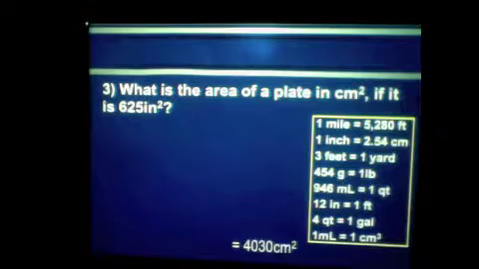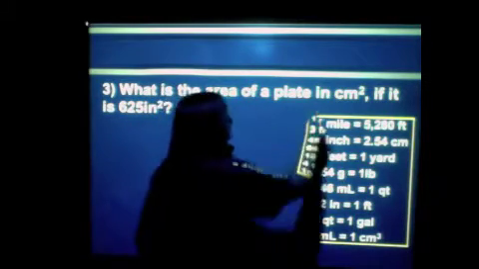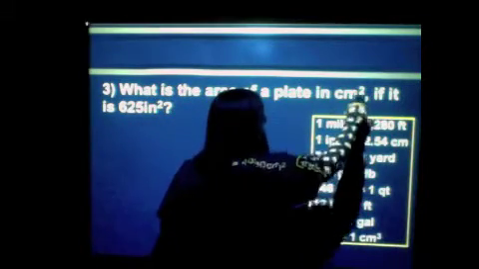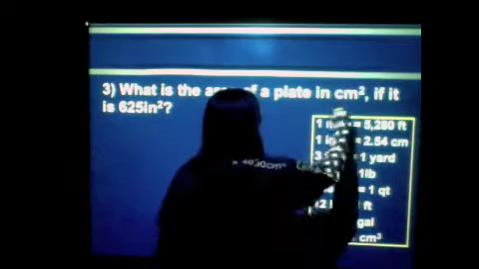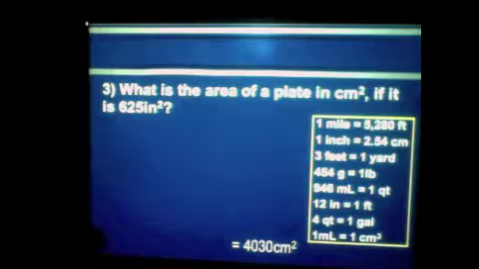Okay, now we're going to take it. Okay, the answer's already showing, so sorry, but you'll get there and you'll see how it comes out. Okay, so we're going to take it to the next step here. So what is the area of a plate in? There's a typo in your notes. So this should be centimeters squared, not cubed. Okay, so centimeters squared, mark out the cubed and put a 2 there. If it is 625 inches squared.